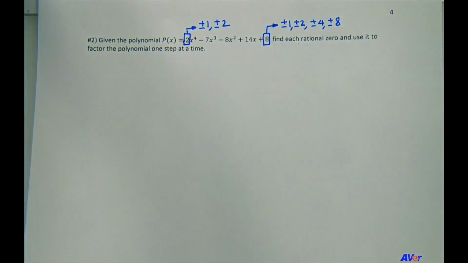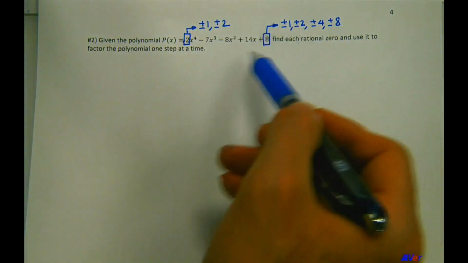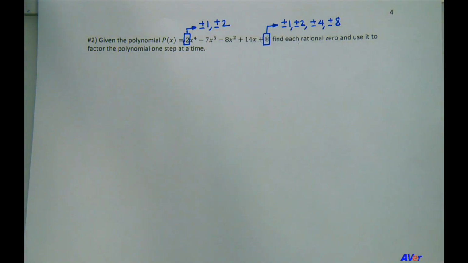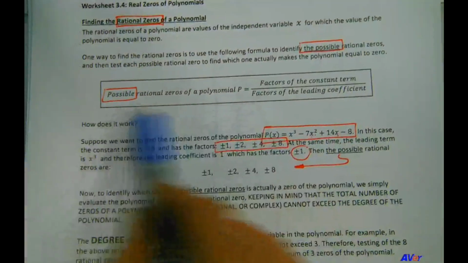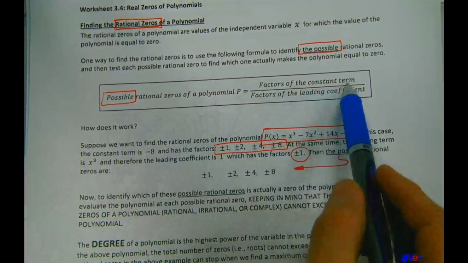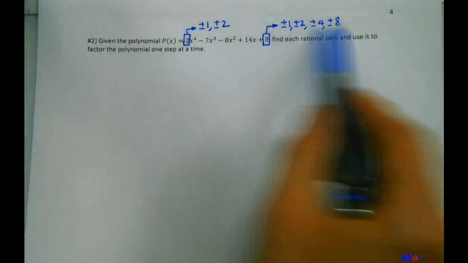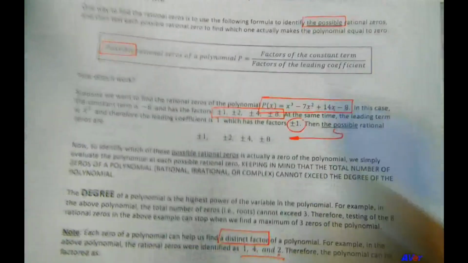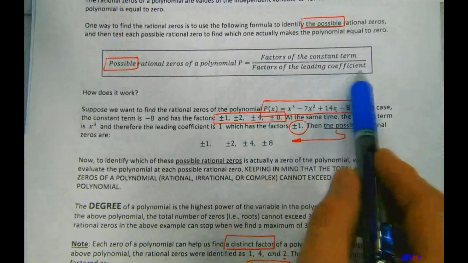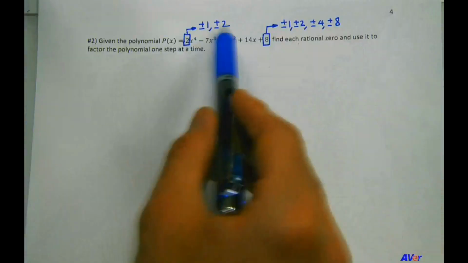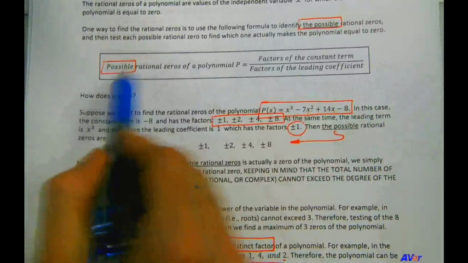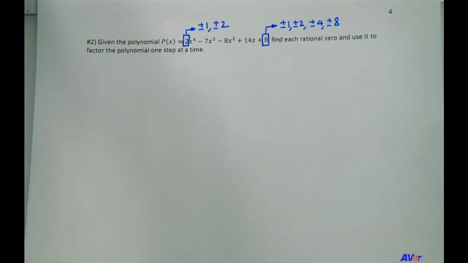Okay? Now we can divide using that formula that we talked about on the first page. Using this formula, factors of the constant term, these guys, divided by factors of the leading coefficient, these guys, will give us possible rational zeros. Okay? So let's do that.